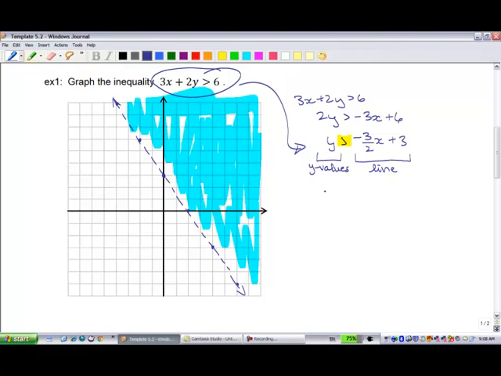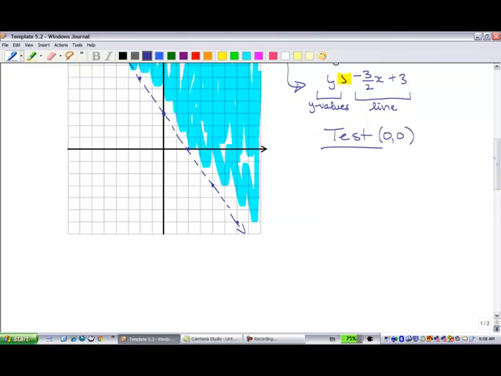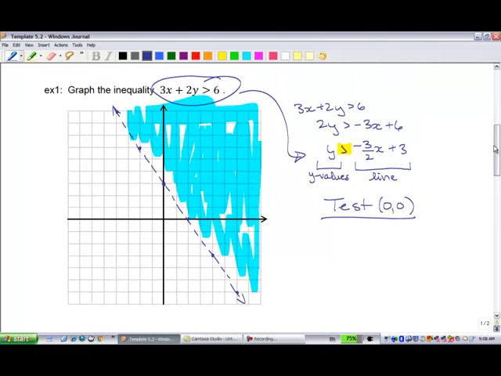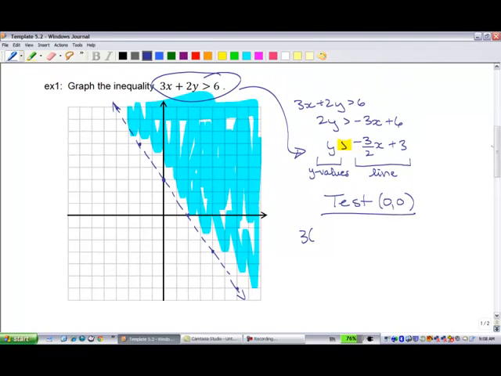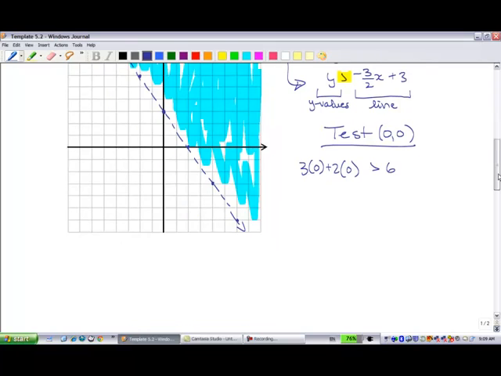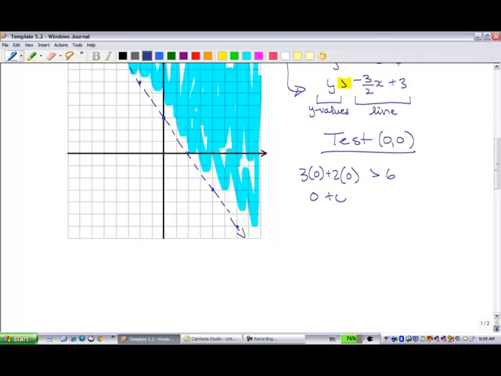So that's one way to do it, but we could also test a point. 0, 0 is clearly not on our line. So let's test the point 0, 0. Let's go back actually to the original equation. That's usually your best bet. We want to see if 3 times 0 plus 2 times 0 is greater than 6. That's 0 plus 0. Is that greater than 6? Is 0 greater than 6? And that's one of those heck no's.